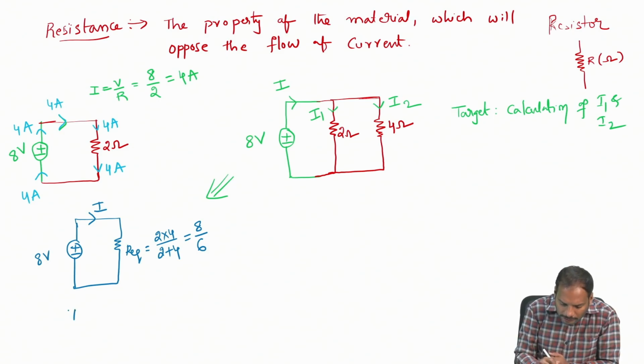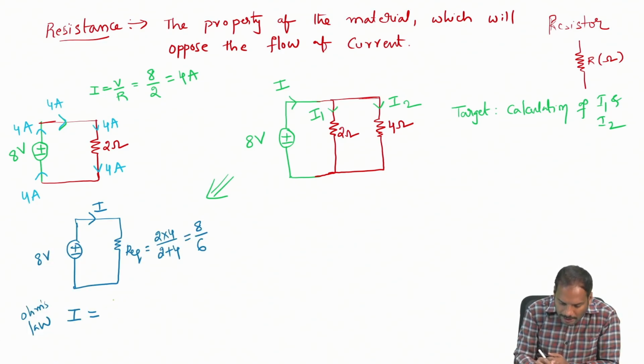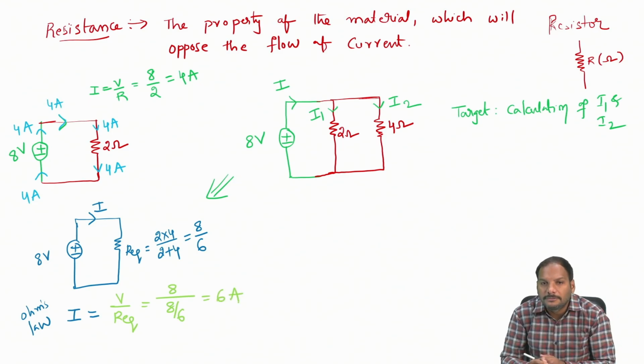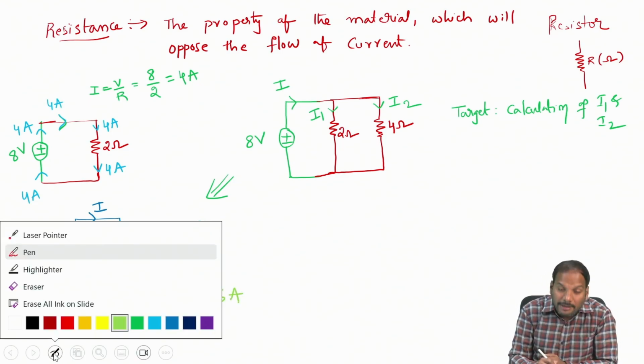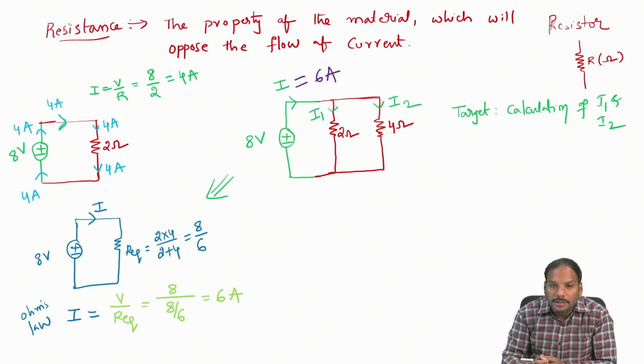Now I is the total current coming out of the battery. Then how will you calculate the total current coming out of the battery? I is simply voltage by resistance, Ohm's law. You apply Ohm's law. So I is equal to V divided by R equivalent. That means 8 divided by 8 by 6. That means this value is equal to 6 amperes. So the total current coming out of the battery is 6 amperes.